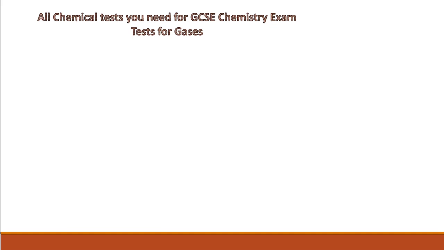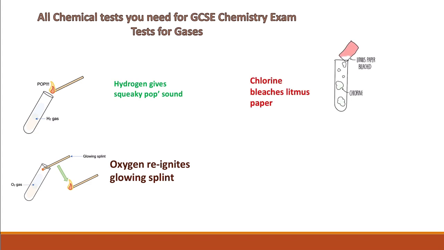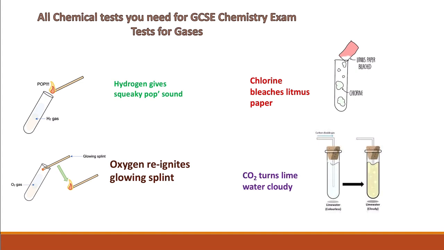The different chemical tests that you need to know for your exams. First, test for gases. So hydrogen gas, you have a light splint next to the hydrogen. The hydrogen will give you a squeaky pop sound. For oxygen, you have a glowing splint and the oxygen will reignite the glowing splint. Chlorine will bleach a litmus paper, and the carbon dioxide, you bubble the gas through lime water. Carbon dioxide will turn the lime water cloudy.